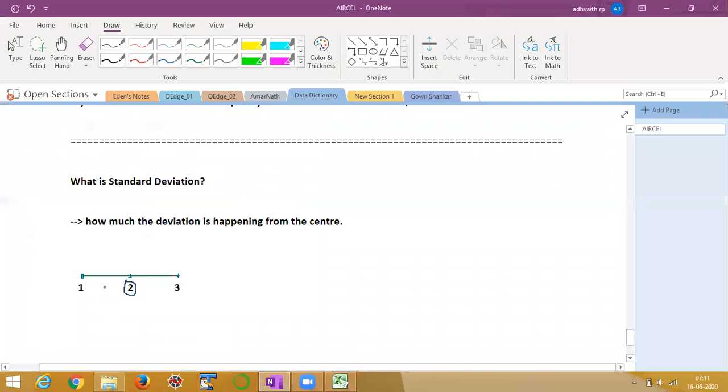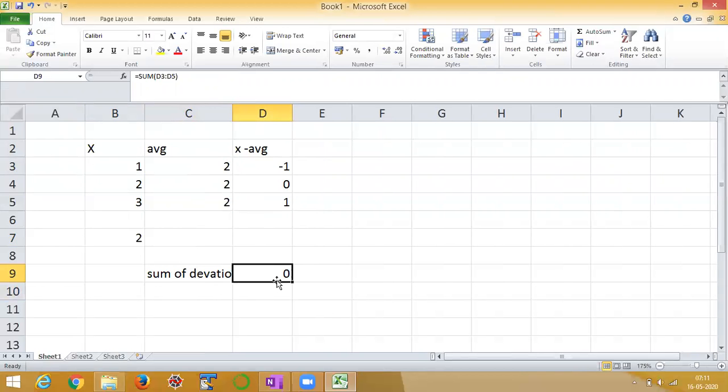But if you look at the points which I plotted here, I could see there is a deviation. There is a difference from one point to another, but here I am getting 0. That means something is wrong. When I add up all the original differences, I get 0. Why? Because of the plus or minus problem. So to overcome this situation, I will make it square.